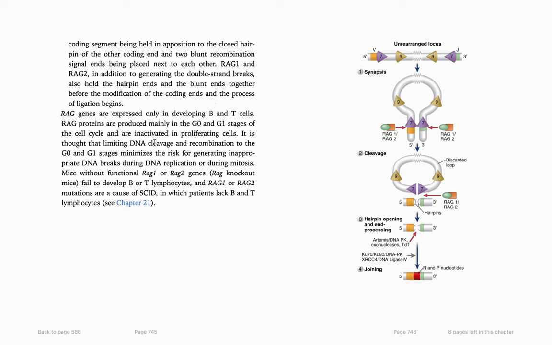RAG1 genes are expressed only in developing B and T cells. RAG proteins are produced mainly in the G0 and G1 stages of the cell cycle and are inactivated in proliferating cells. It is thought that limiting DNA cleavage and recombination to the G0 and G1 stages minimizes the risk of generating inappropriate DNA breaks during DNA replication or during mitosis. Mice without functional RAG1, RAG2 genes, RAG knockout mice, fail to develop B and T cells, and RAG1, RAG2 mutations are a cause of SCID in which patients lack B and T lymphocytes altogether.